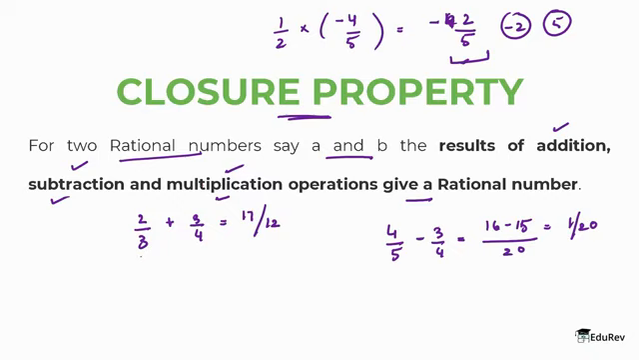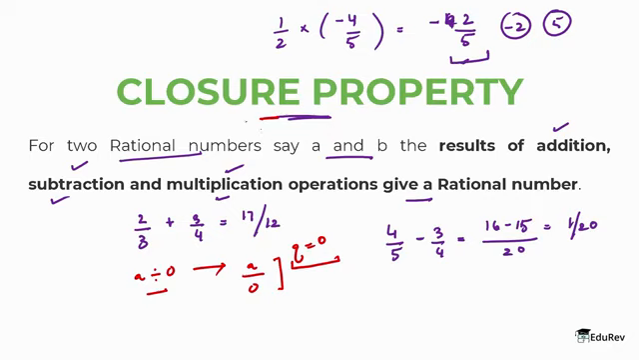We see that when I talk about division, we can say that a is divided by 0, correct? And when I say that a is divided by 0, this can be written in the form of a by 0. Now this is not a rational number. Why? Because here q equals 0, which negates the property of a rational number. Therefore, we can say that closure property does not apply to the division of rational numbers.